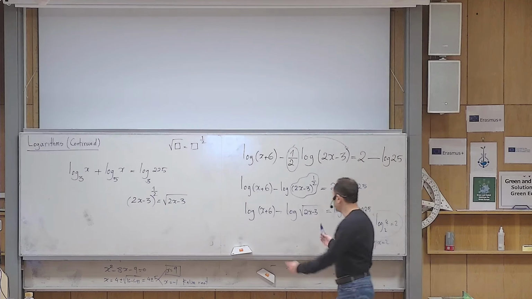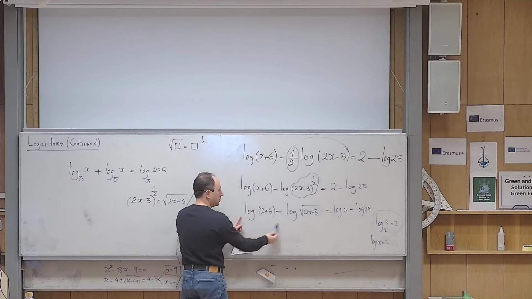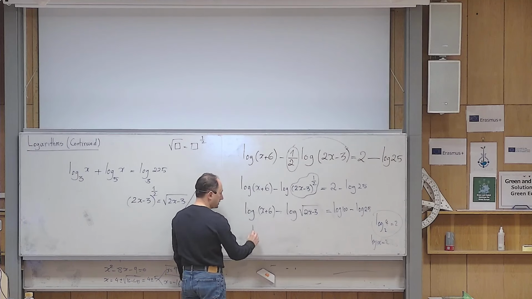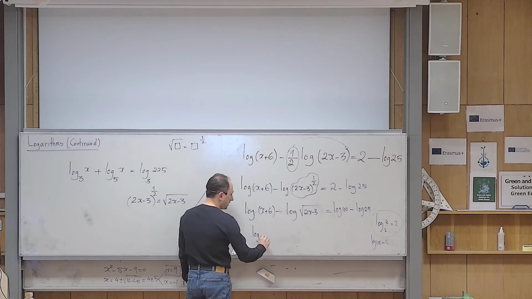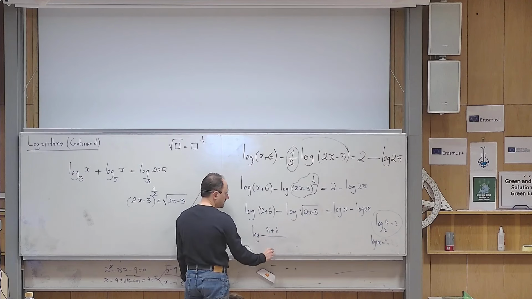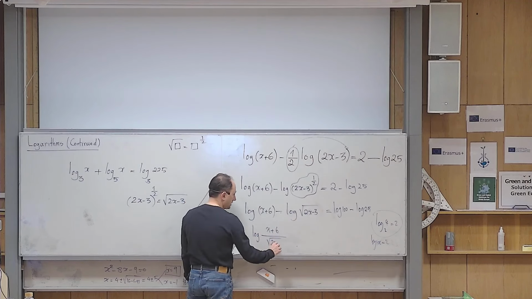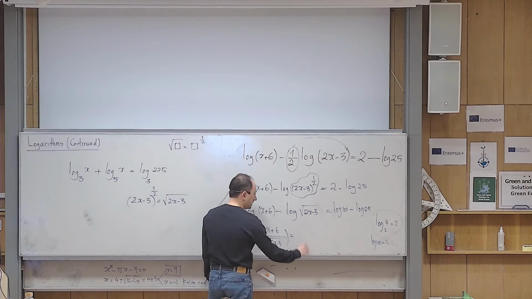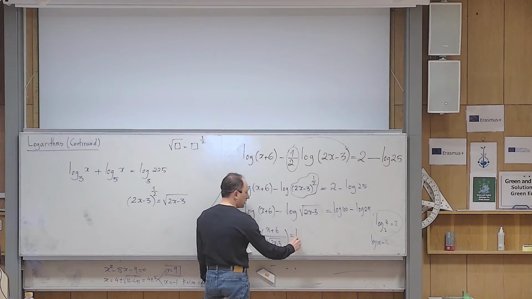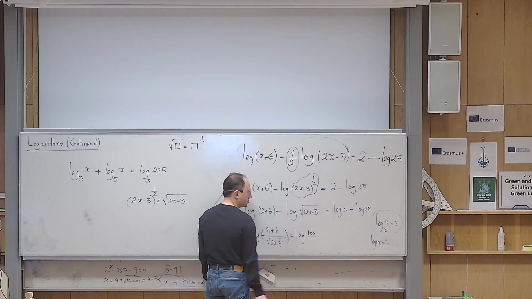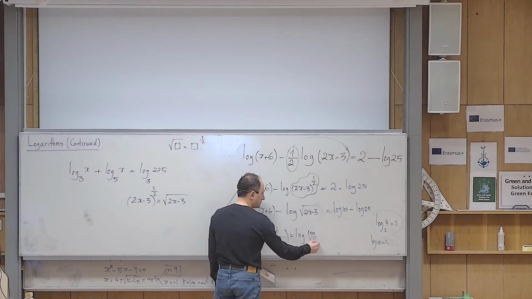Now, can you tell me, is this the division formula or not? It is the difference of 2 logs. What can I write? I can write the log of x plus 6 divided by the square root of 2x minus 3. What can I write for the second one? Can I write it the same? I can write 1 log of 100 divided by 25. Is that right or not?